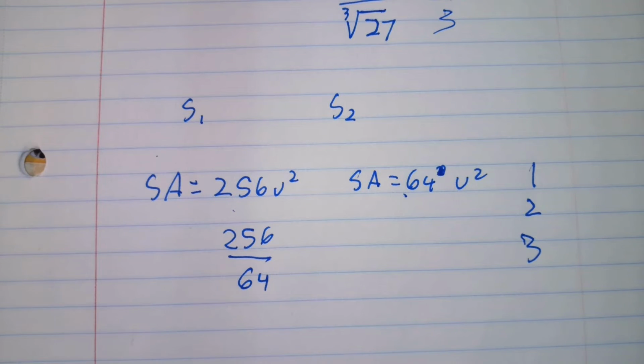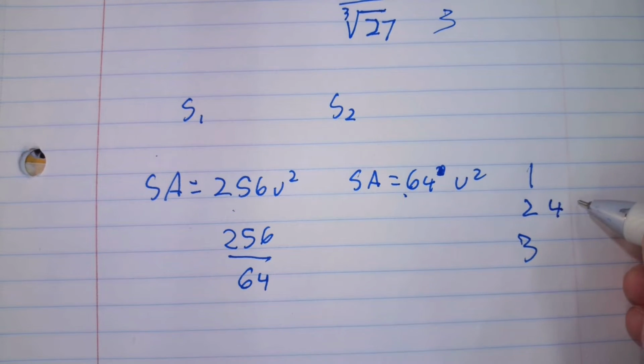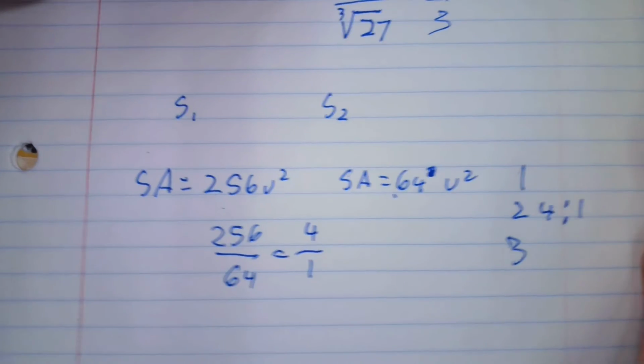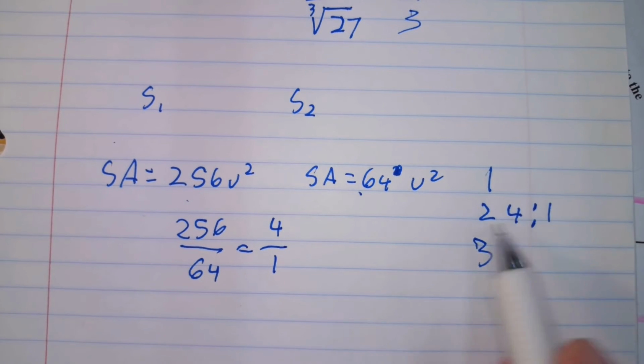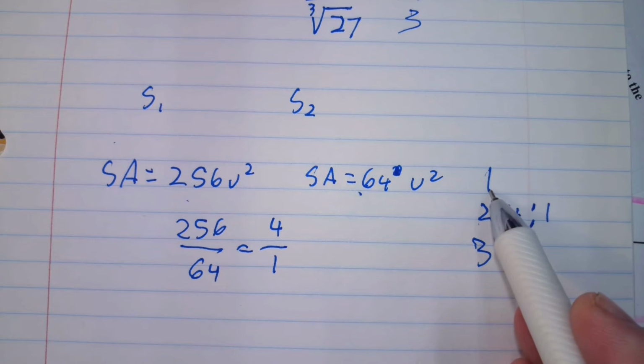Okay, 256 over 64, I think simplifies very nicely. It doesn't simplify to 4 because that's not a ratio. It simplifies to 4 over 1. If the 1 disappears, you need it. Okay, I'm at level 2. I don't want level 2, I want level 1. How do I get from level 2 to level 1?